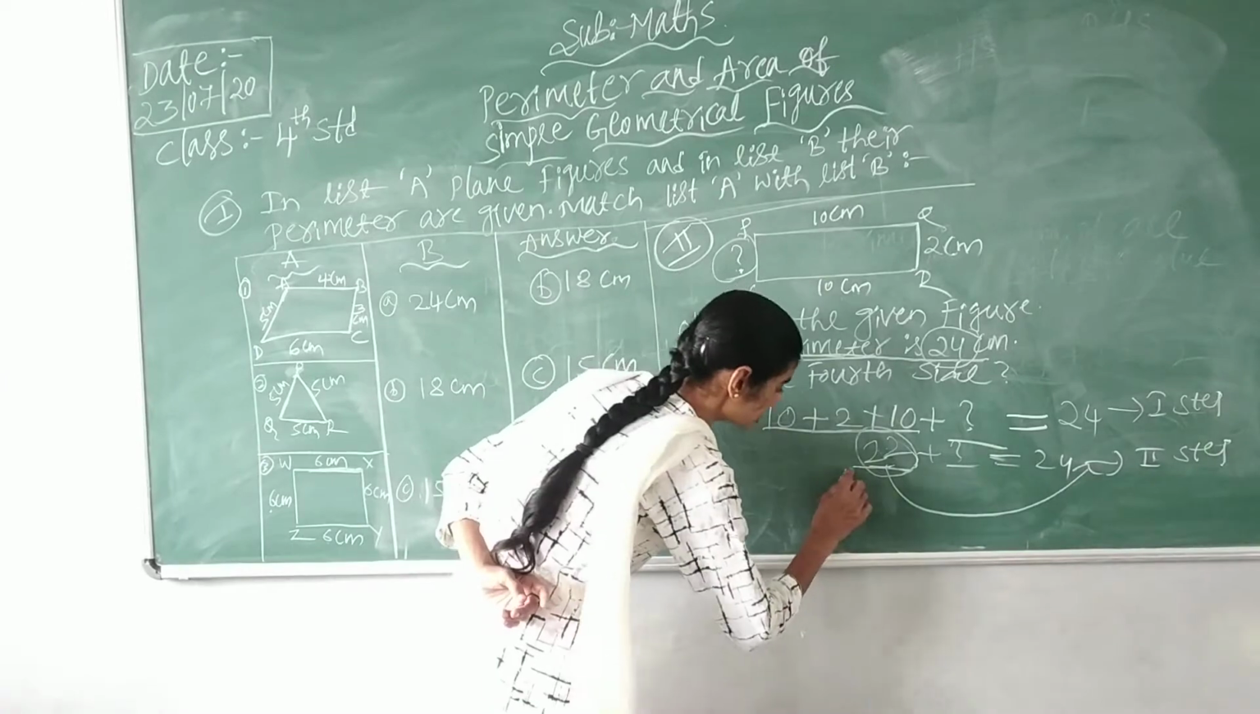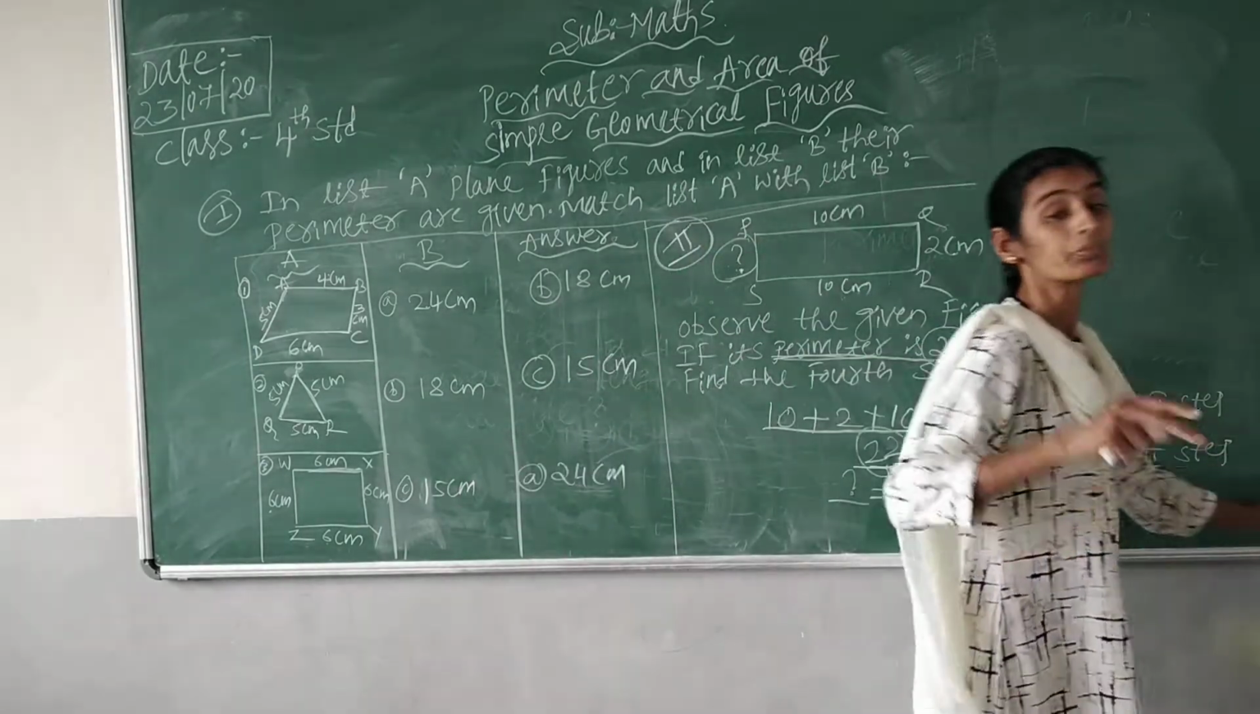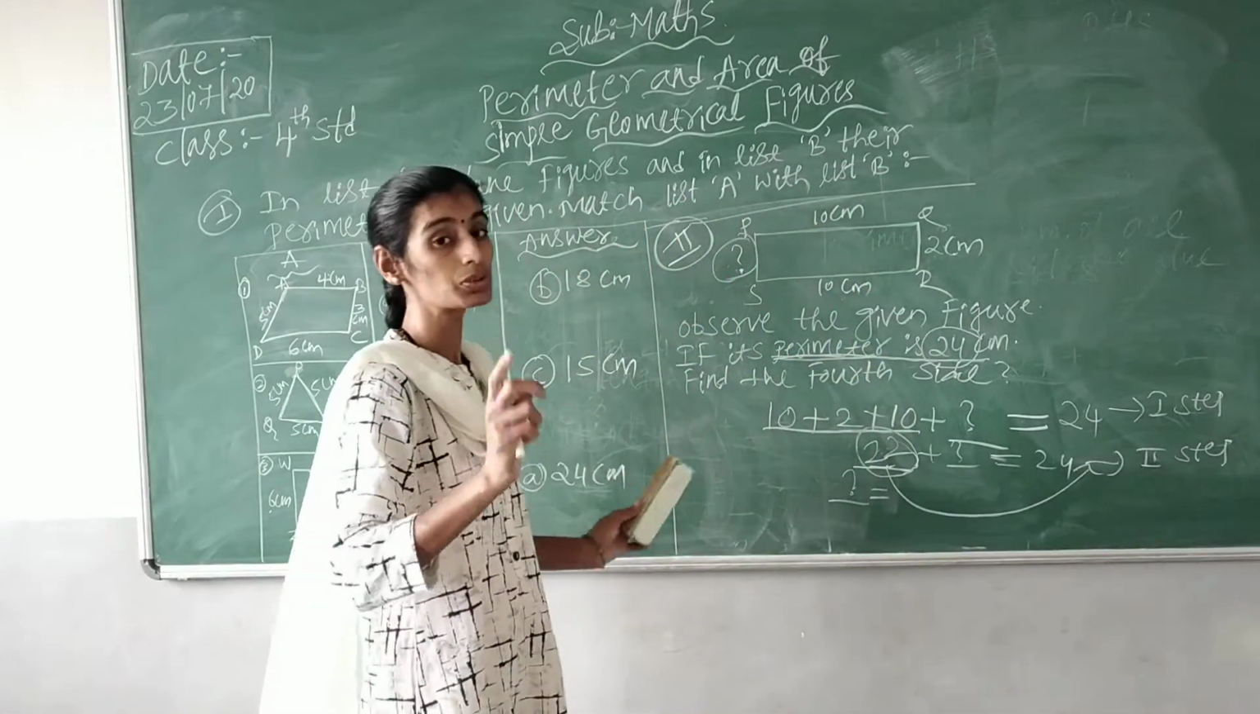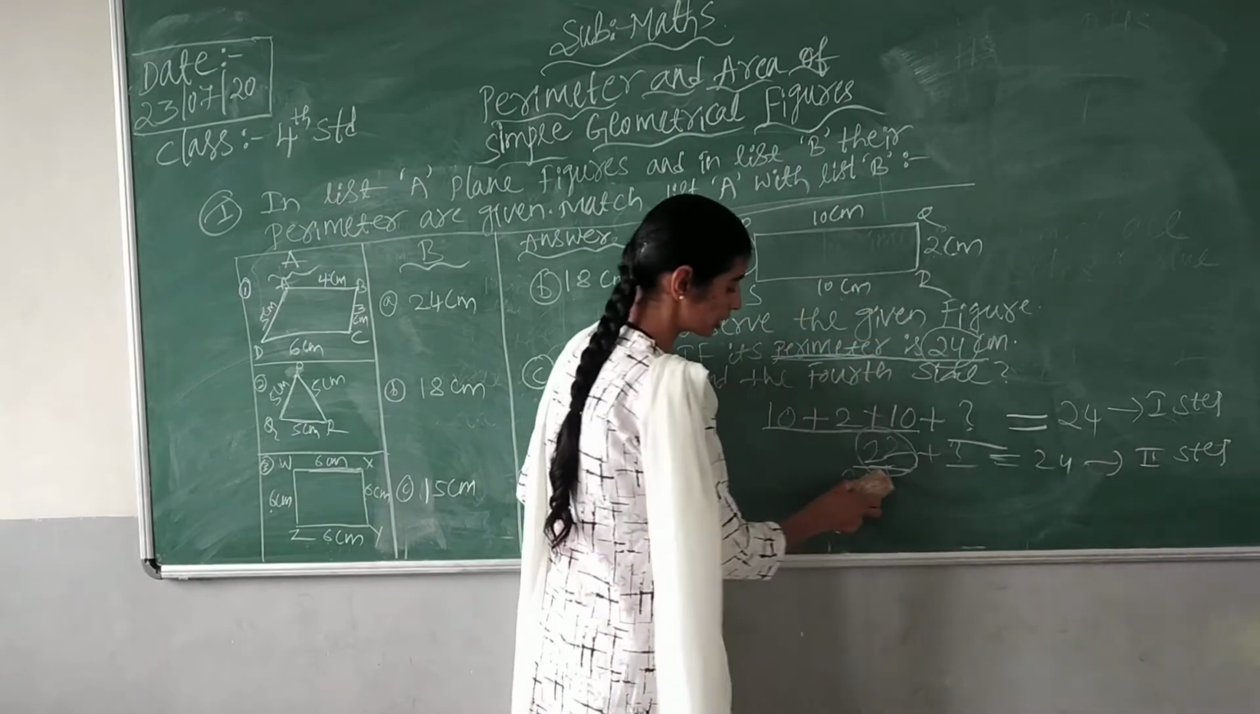So how to shift, children? What is the rule to shift? To shift the values, you have some points to remember. So what is that point, children?